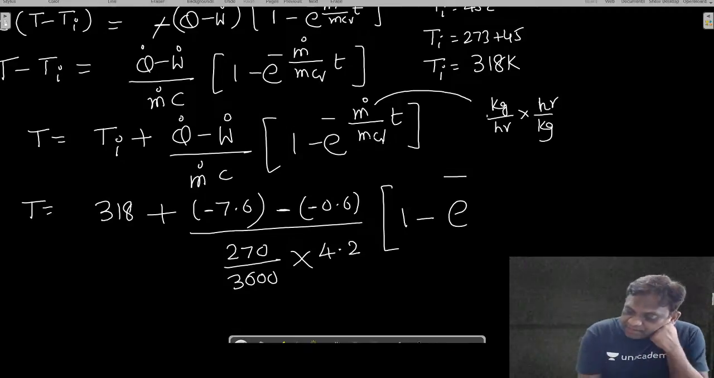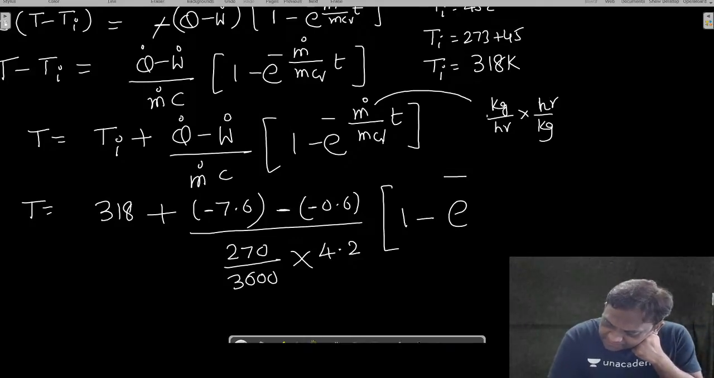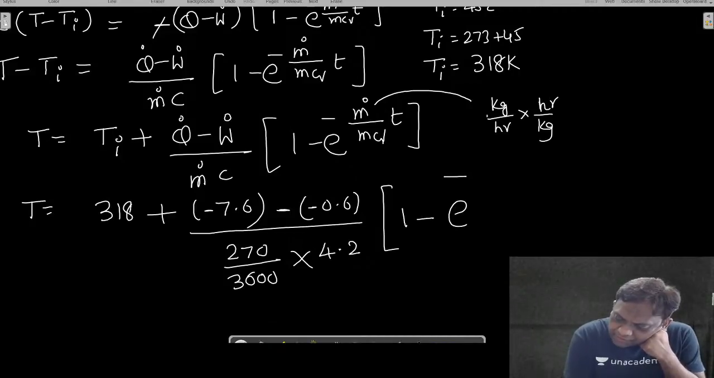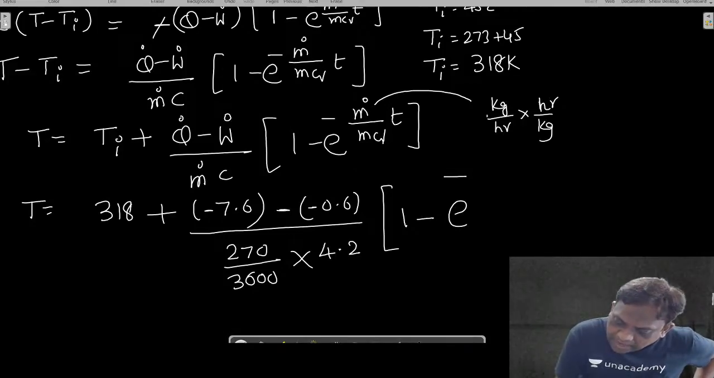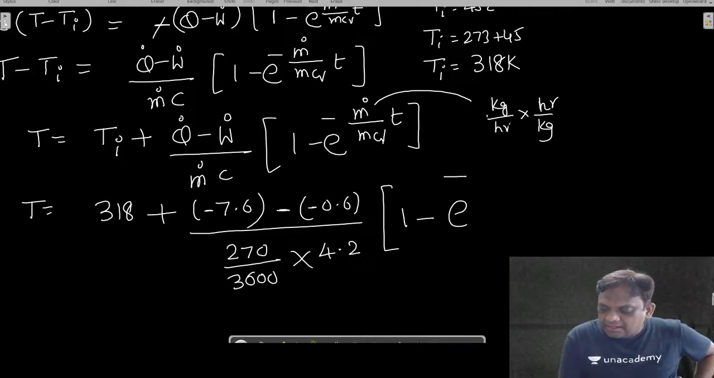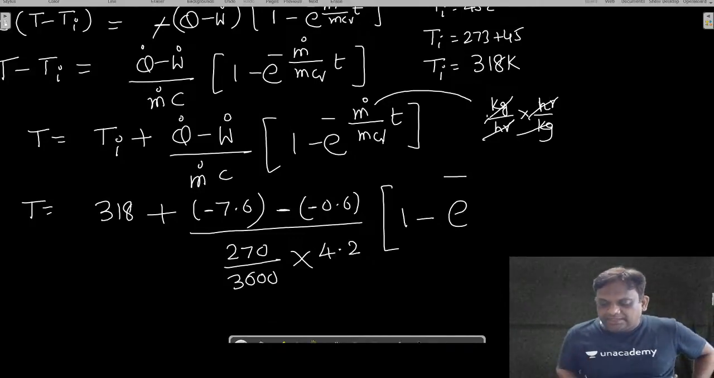Look carefully: if I keep this per second, it will be in second. If I keep this hour, this will be hour. Because m dot is kg per hour, m is kg, and because this total quantity should have no unit. Are we clear? So if I keep this in hour, t will come in hour. So therefore this goes, and this is my equation.